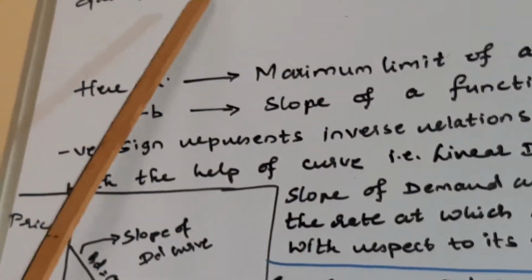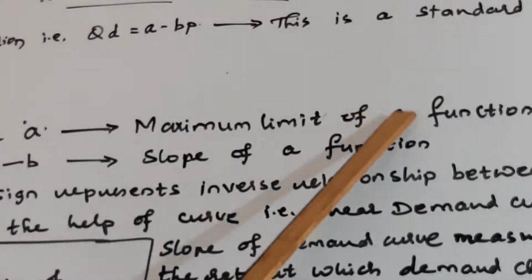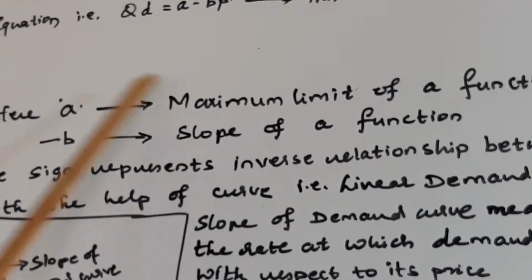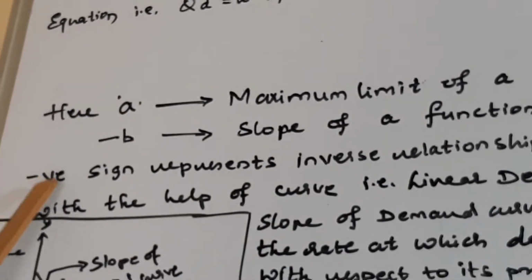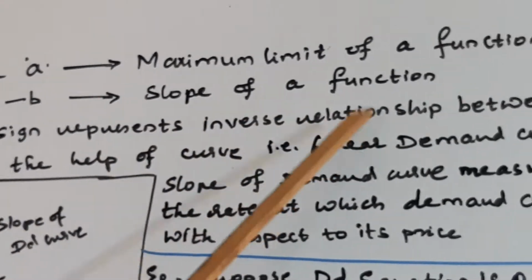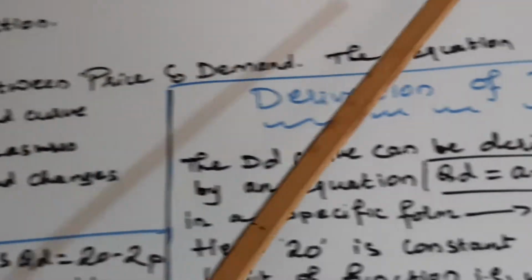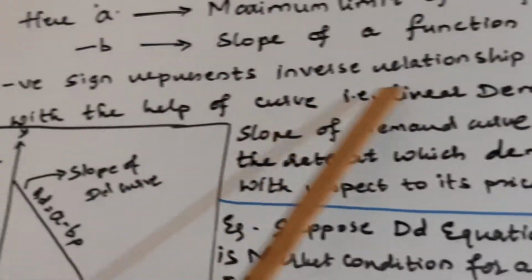In the case of a linear demand function, that is Qd = a - bp, a is the maximum limit of the function. It means whatever number we give, that will be the maximum. And minus b refers to the slope of the function, and the negative sign represents the inverse relationship between the price and the demand. The equation a - bp can be shown with the help of a curve that is called a linear demand curve.